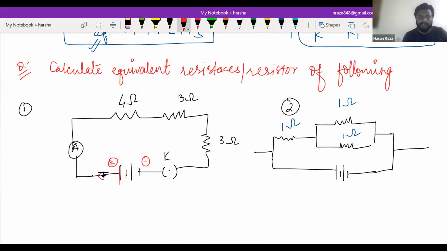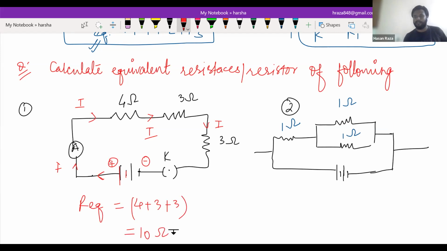So current will start from the positive one, I. You can see I is passing through all the resistances. That means current is the same. That means all these resistances are in series. So R equivalent will be equal to 4 plus 3 plus 3, that will be equal to 10 ohm. Is that clear, Harsha? It is very easy. Yes, sir.